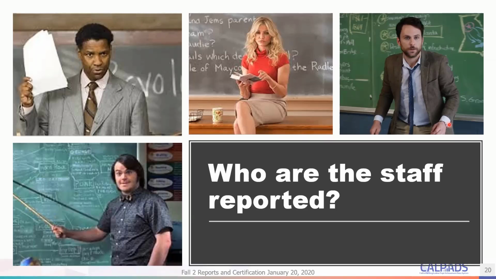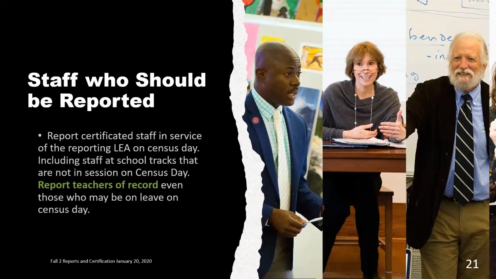That's right. So the staff who should be reported are the certificated staff who were actively employed on Census Day. Actively employed means they might be actively working on Census Day, or they might be on leave on Census Day but are contractually assigned to a class. Meaning those are your teachers of record who may be on leave.